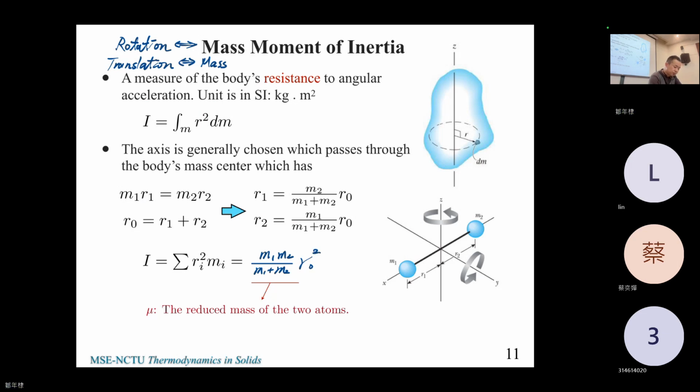We will call this mu. It's a kind of the mass of the two atoms, a reduced mass, an effective mass. So your I equals this. So now you know how to determine the I here.